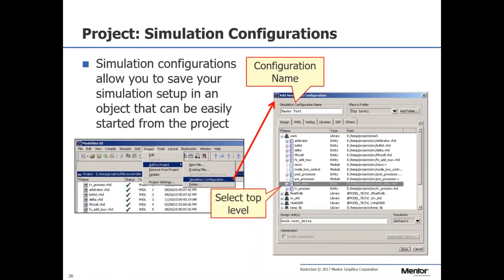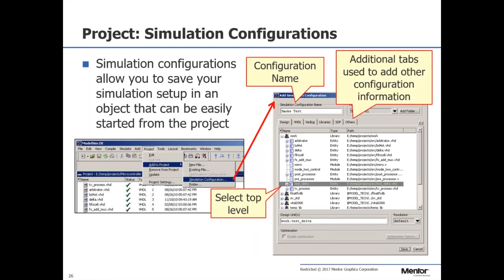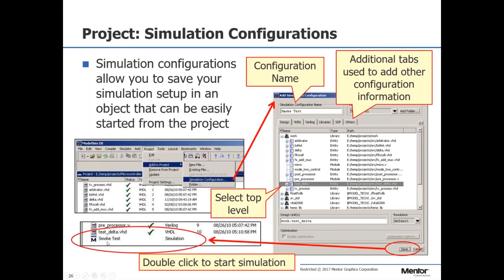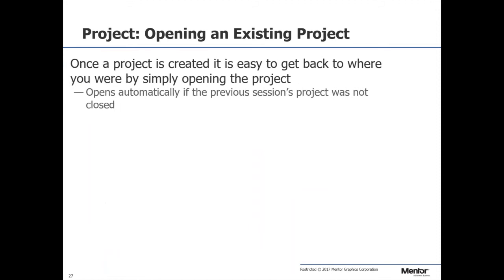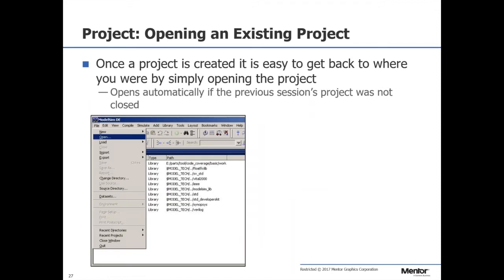And then you save that configuration, and that will save this smoke test configuration into your working library, so that if you want to run that test again, you just double click on that, and it launches the simulation and does whatever you want.